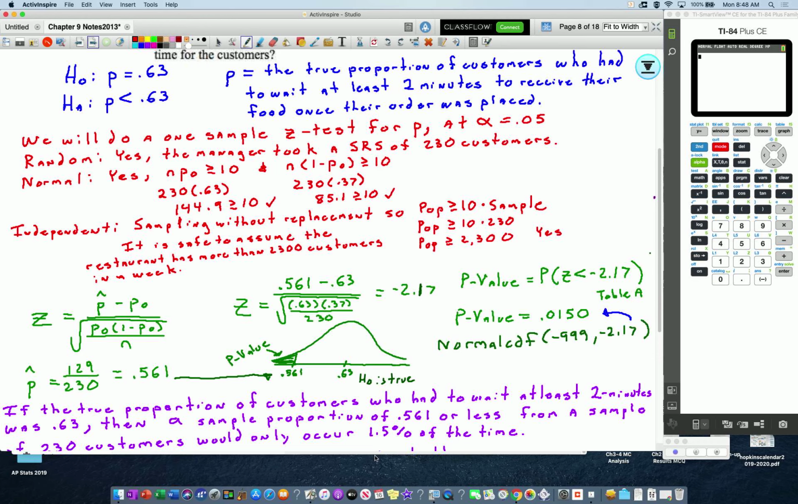All right, so since both of these are greater than 10, okay, remember that this is in essence like a binomial situation, n times p, we can use a normal distribution to approximate our probabilities.